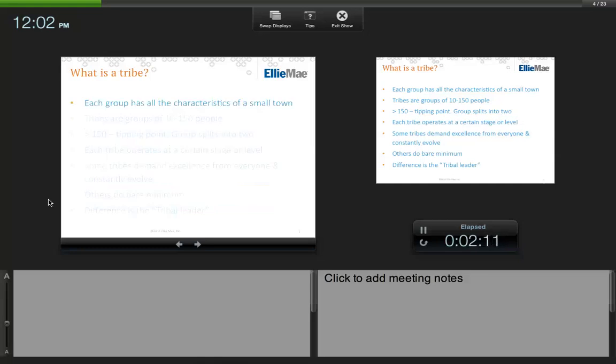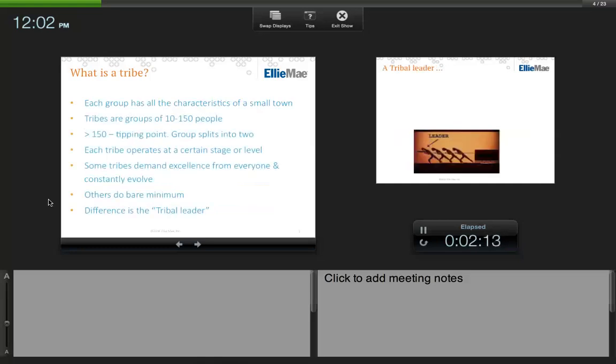So what is a tribe? A tribe is a group of 10 to 150 people. 150 is the max. Malcolm Gladwell's Tipping Point book says the moment you cross over 150 people, it splits into 2. The reason is, for something to qualify as a tribe, people need to know each other. These are people you say hello to, or more than hello. You have a conversation, you have their number in your phone, you exchange emails with them.